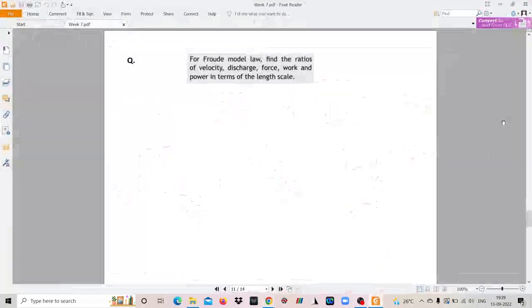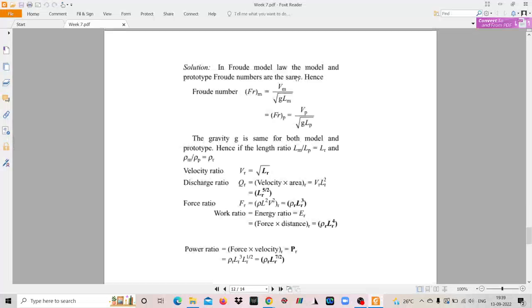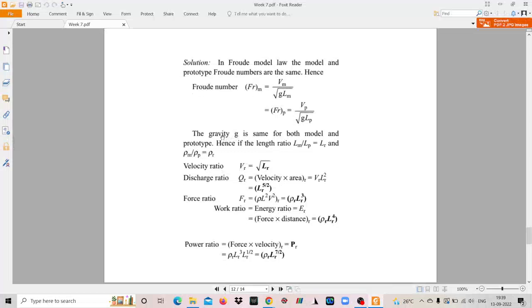Similarly we have to obtain the discharge ratio, the force ratio, the work ratio and the power ratio, all in terms of the length scale or the length ratio. As I have already told, Froude number of the model should be equal to the Froude number of the prototype. That is the Froude model law. Acceleration due to gravity G is a universal constant, so it is same for both the model and the prototype. The length ratio LR is Lm by Lp, and the density ratio rho R is rho m by rho p. Velocity ratio VR, we have already seen, is square root of LR.